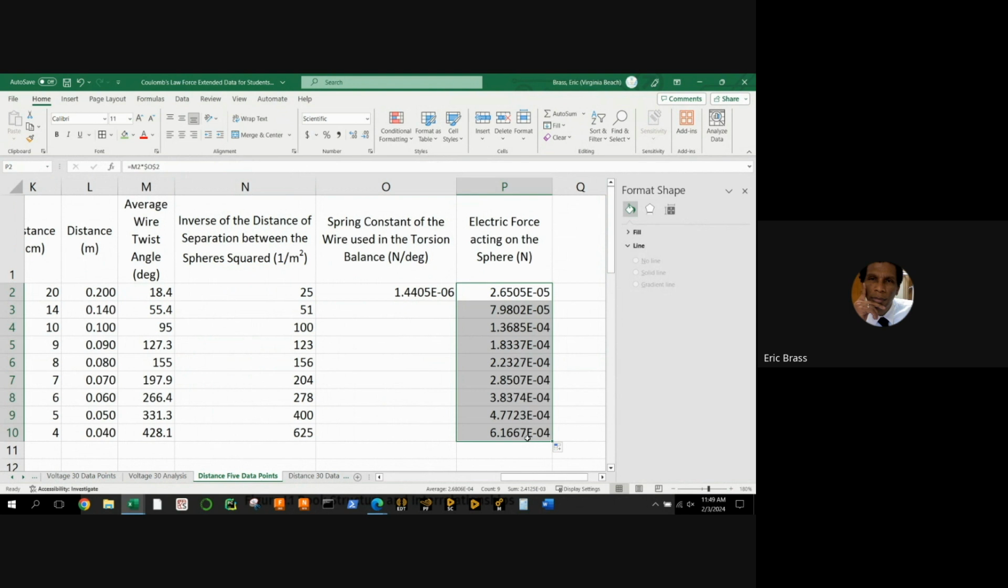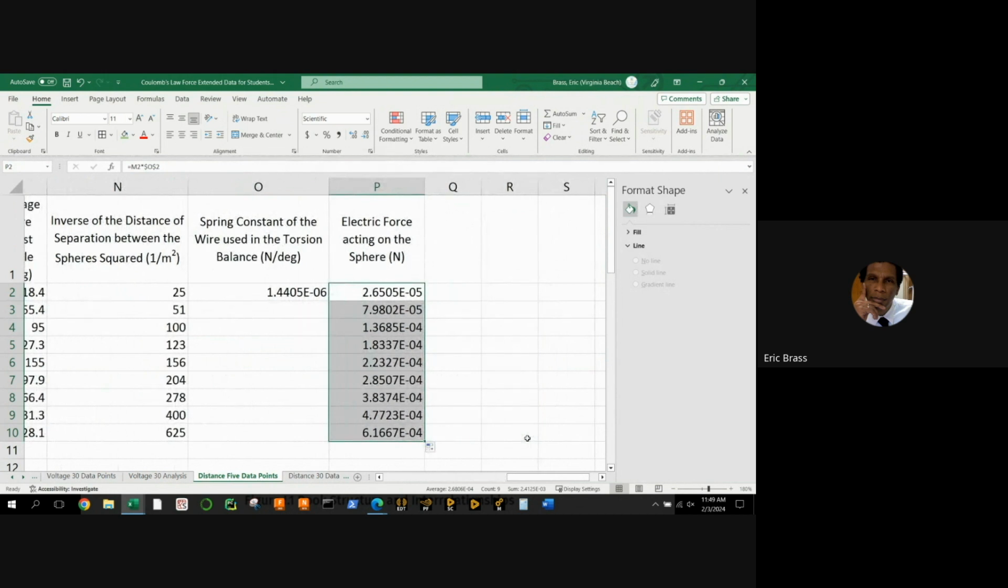We know that the inverse square distance is going to be on the y-axis, and the other one is going to be on the x-axis. I'm sorry, the inverse of the distance between the spheres squared is going to be on the horizontal axis. The electric force acting on the spheres is going to be on the y-axis.